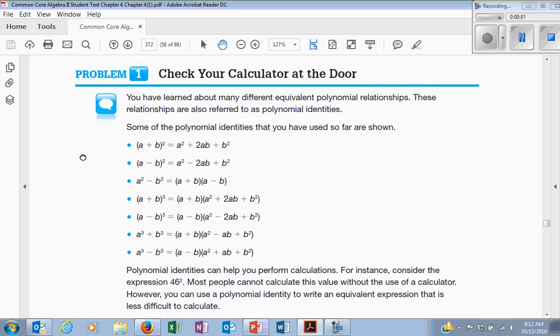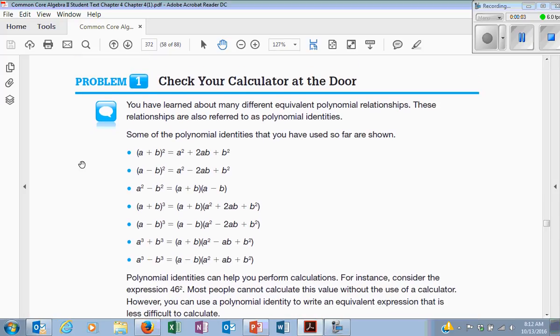Notice it says check your calculator at the door. These are forms that we've gone over. If you look at this right here, do you see how I have something squared?